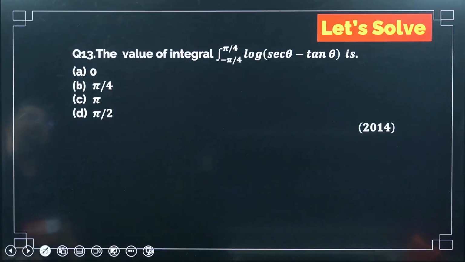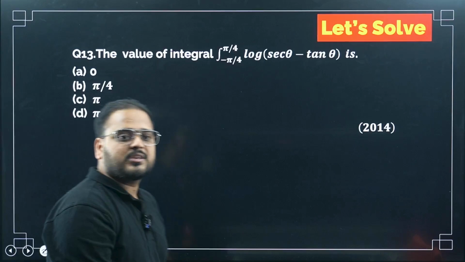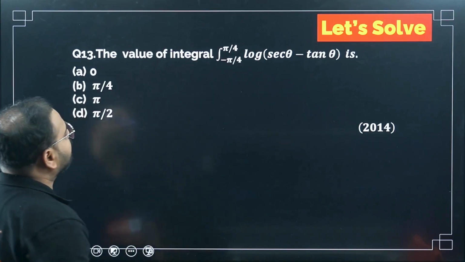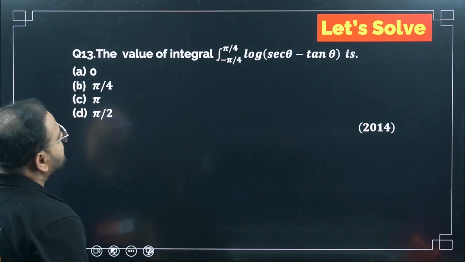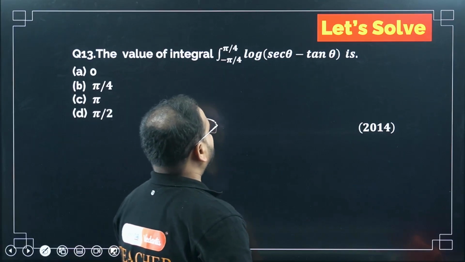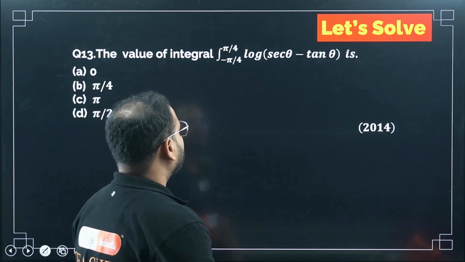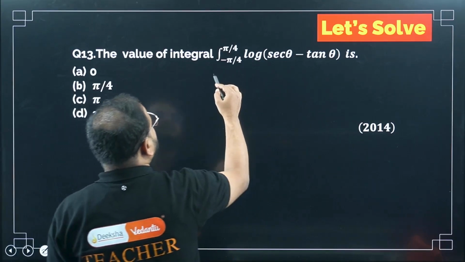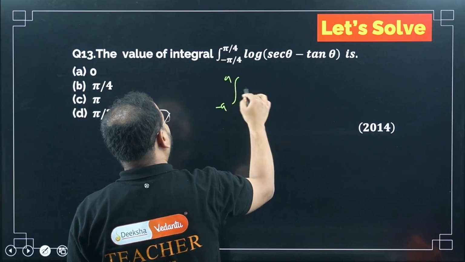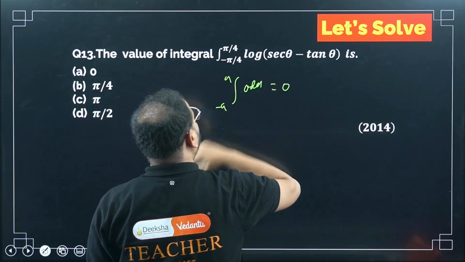Moving on to question number 13. Okay, value of the integral from minus pi by 4 to pi by 4 of log sec minus tan, okay? And this is an odd function. Minus a to a property, for an odd function, what is this? Simply says 0.